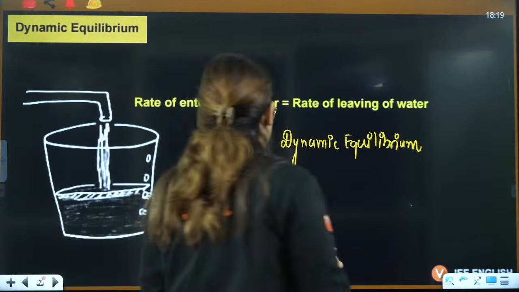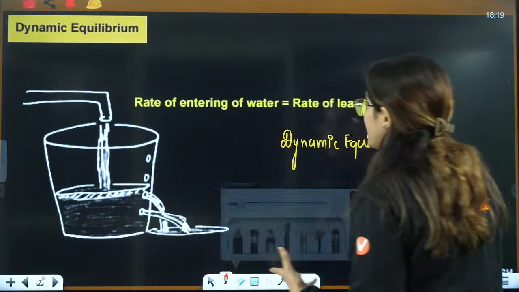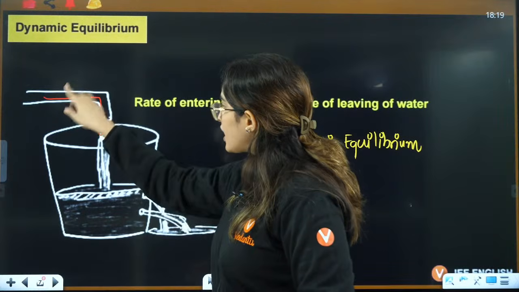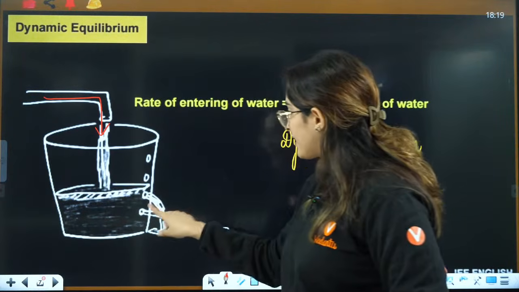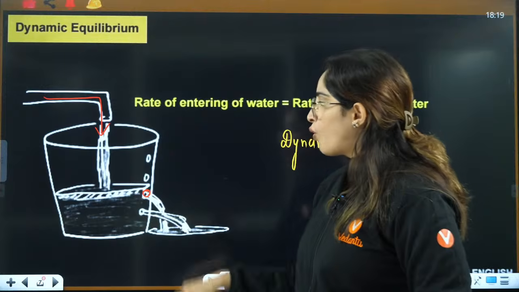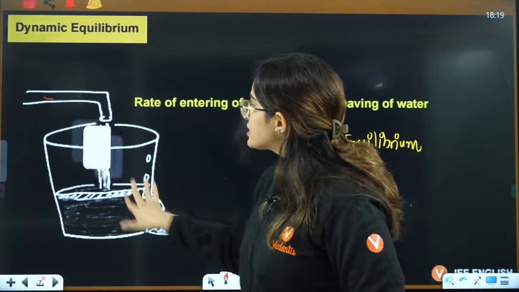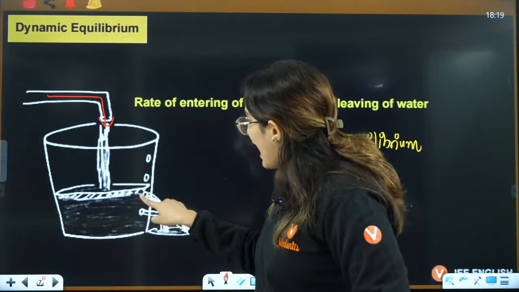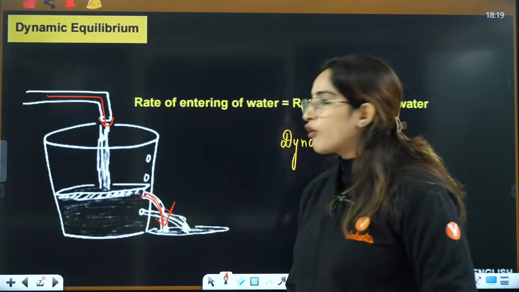So if I talk about one more example here, that for example, there is a tap, and this is the bucket, and this is also one more hole over here, right? In this bucket, you can see the water is flowing from this direction and the water is coming out of this hole.